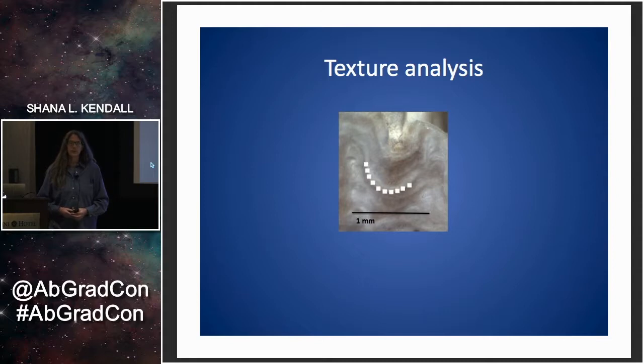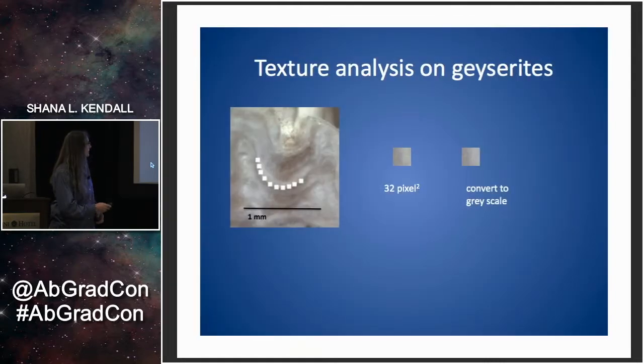Those are 32 by 32 pixel sub-images that were cut out. After that, the sub-images need to be converted into grayscale. I know it doesn't show very well on this screen. It doesn't show up very well on my computer that I've actually converted it to gray level, but it is converted to grayscale.